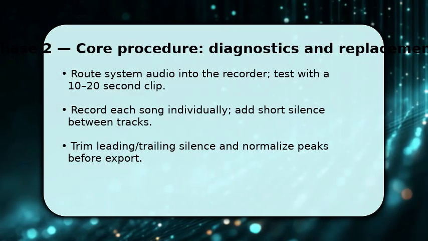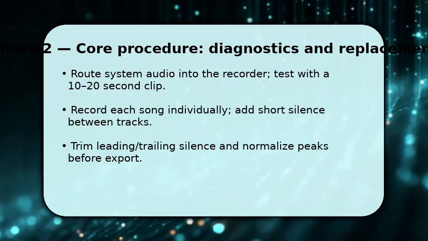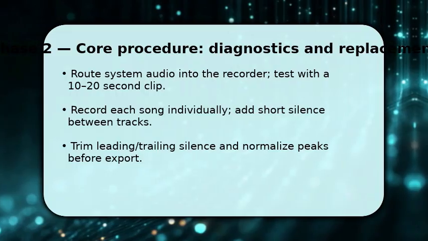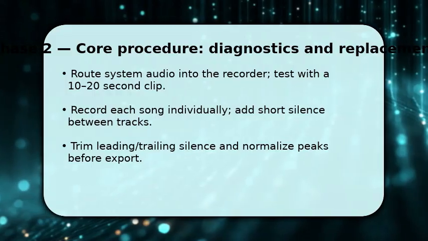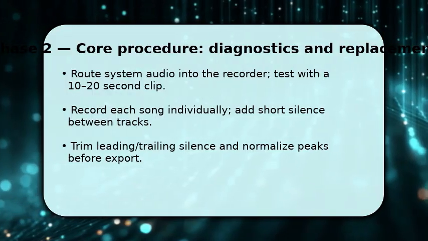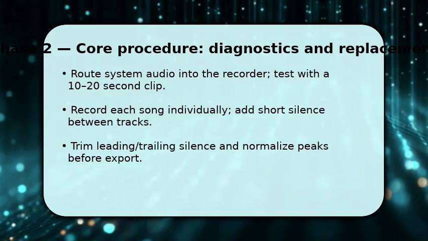Now you record. Route system audio through the virtual driver and test with a short clip to confirm levels. Aim for peaks around -6 dB. Play each song one at a time and record them individually, adding a half second of silence to separate tracks. Once done, stop recording immediately after playback finishes.